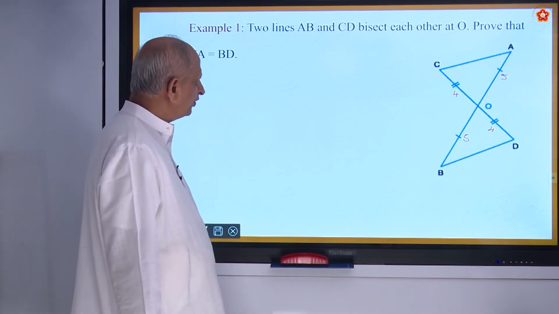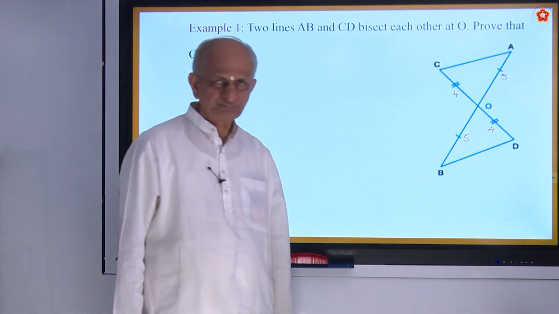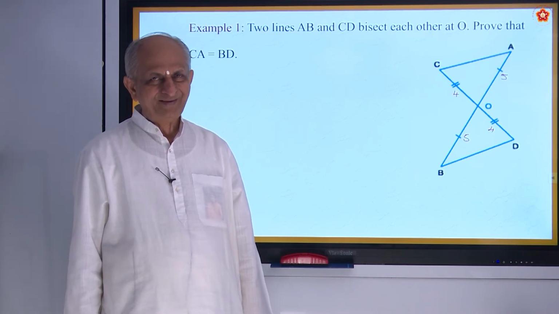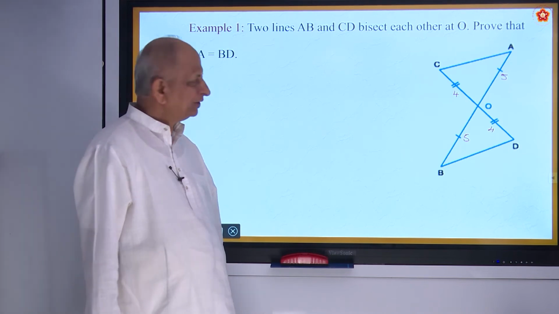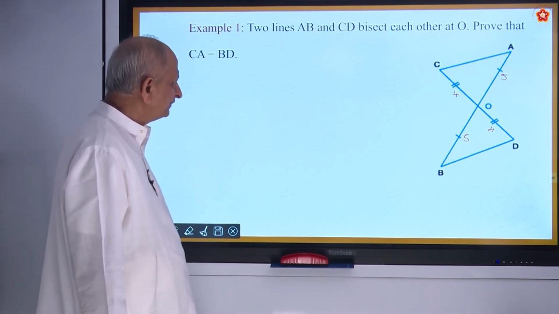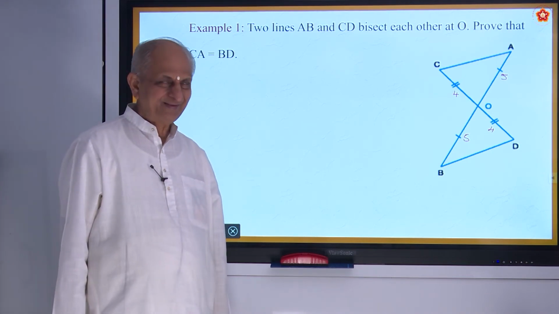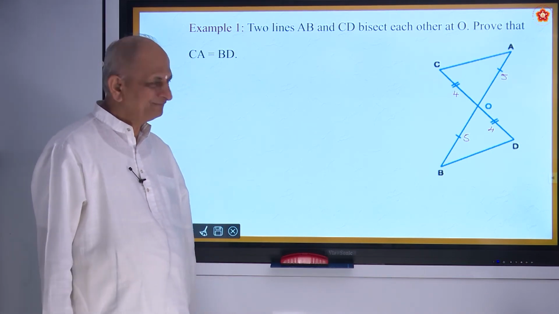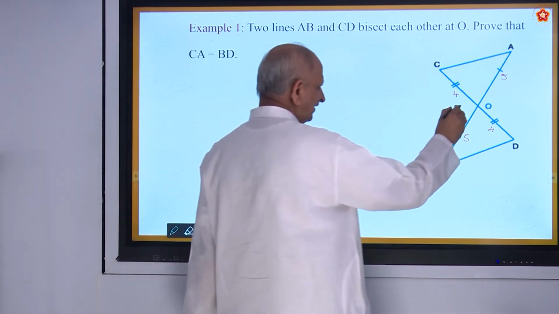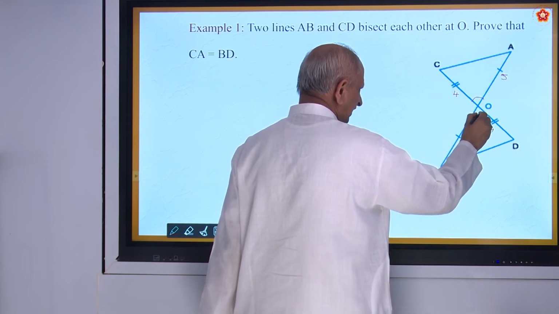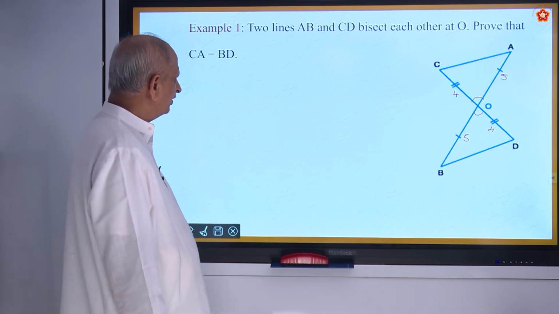Now we have to prove that CA is equal to BD. How to prove it? Two sides are given. What about an angle? You want one more angle, no? Can you think of the angle? Come on, draw the figure. Any angles equal here? Yes, this is called vertically opposite angles. They will be equal, right? That is what you have tried.